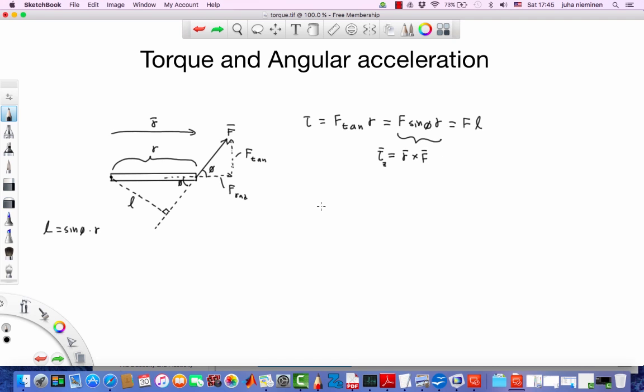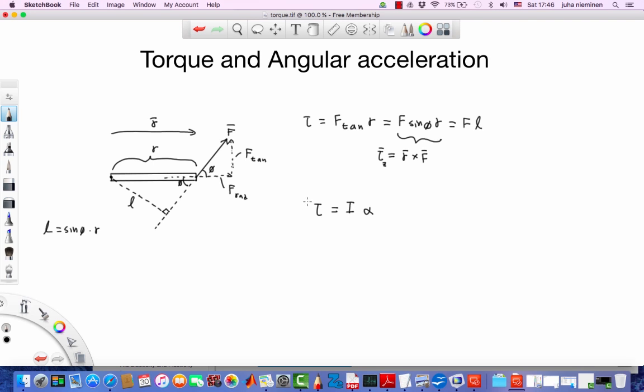To be more precise, let's say we have some torque, so it definitely produces angular acceleration. The higher the torque, the larger the angular acceleration, alpha. And we have some proportionality constant, and that is in fact the moment of inertia of the object, like we saw in the previous videos. The moment of inertia is the equivalent of mass in the linear motion.